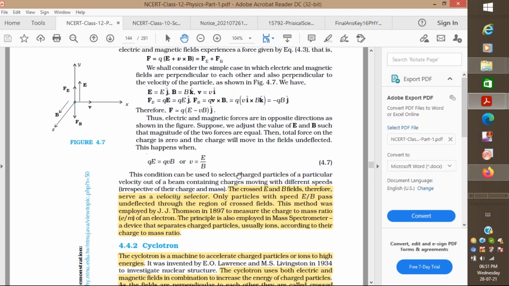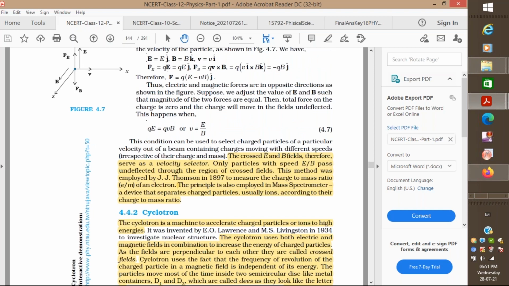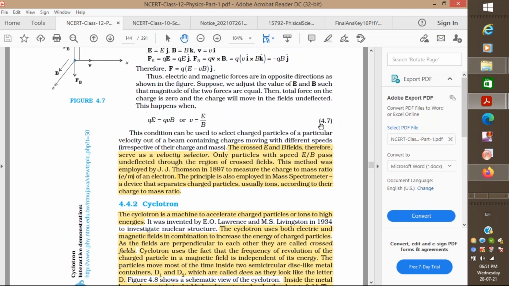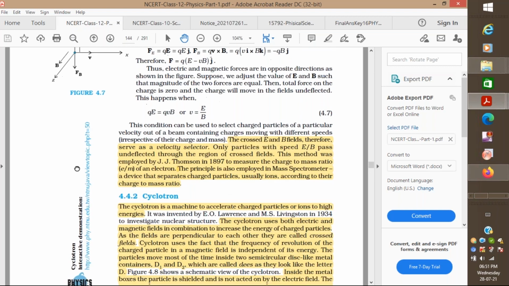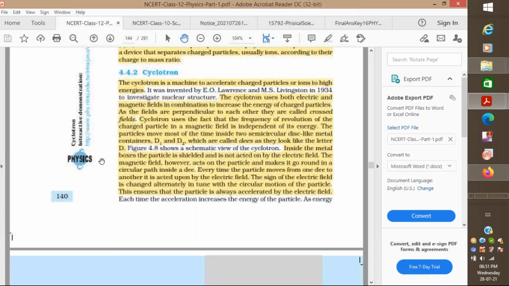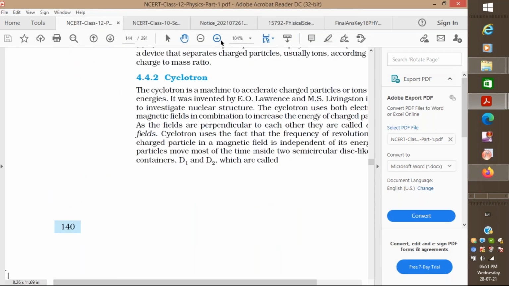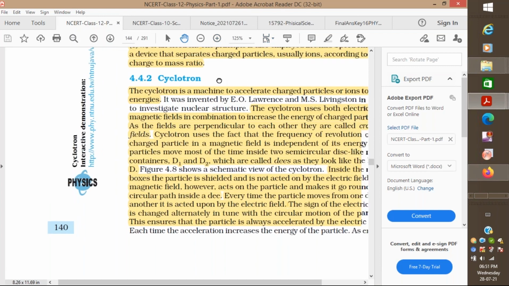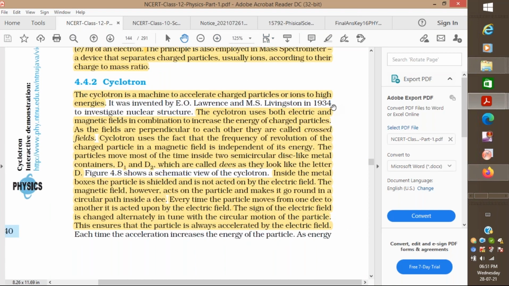So you just read this portion, and I'll now discuss the cyclotron. As you can see, the cyclotron is actually a charged particle accelerator or ion accelerator. This is a machine which is used to accelerate charged particles or ions to a high energy.